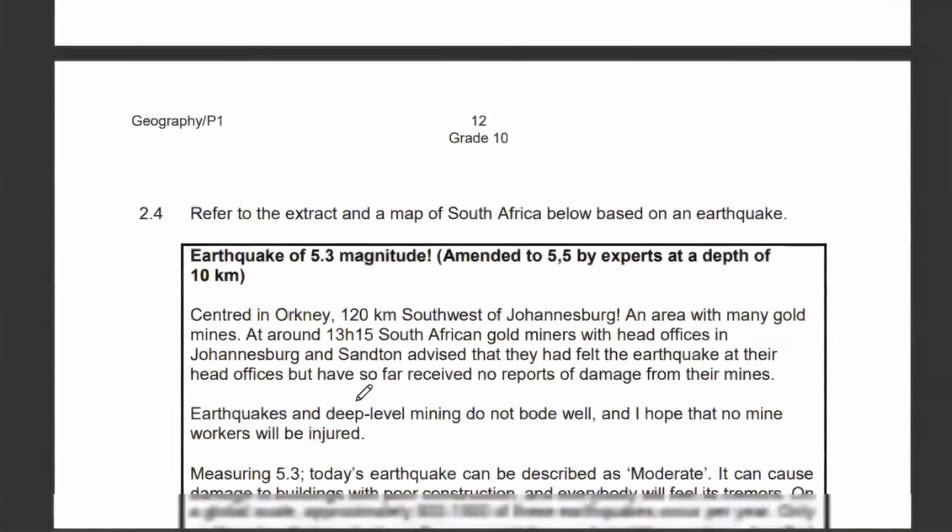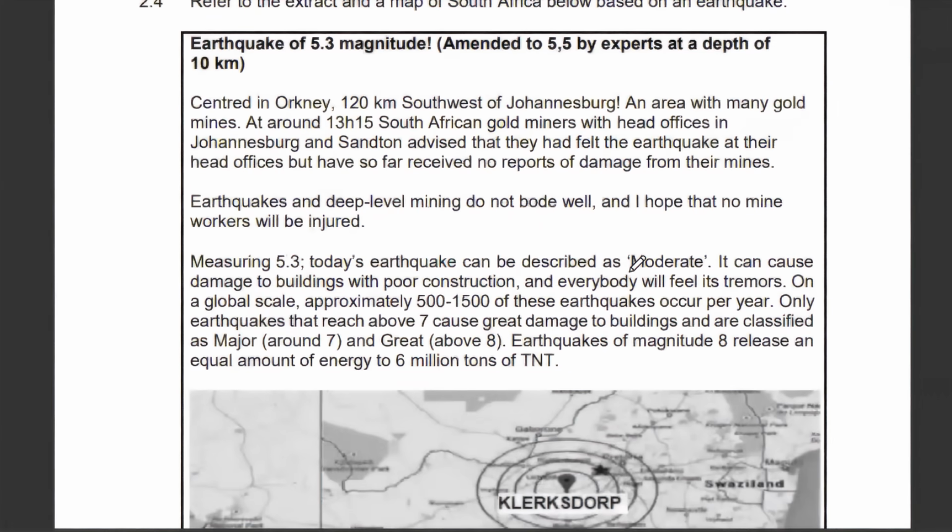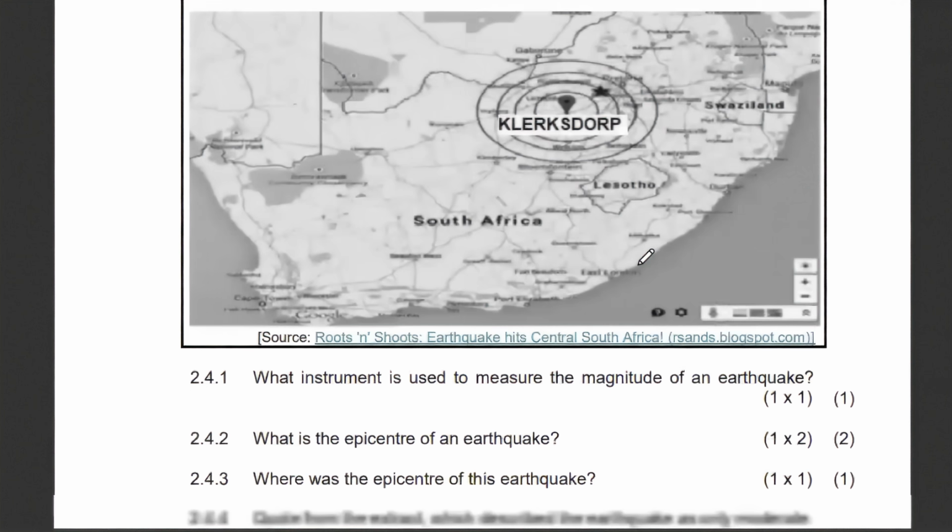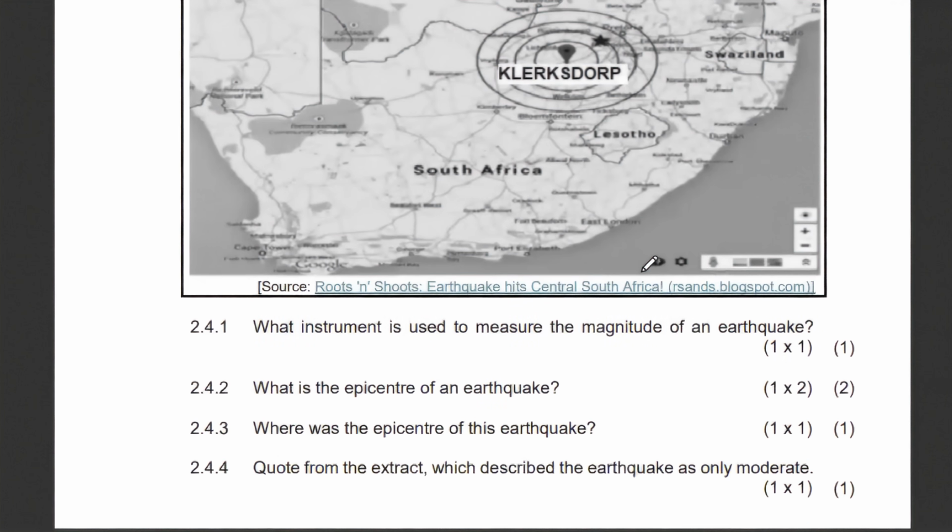Right, we move on to the next question on earthquakes. We are not going to go through the text, but we are going to answer the question. What instrument is used to measure the magnitude of an earthquake? We are referring to the strength of the earthquake here. What do we use to measure the strength of the earthquake? It is measured using a seismometer, or you can use what you call a seismograph.